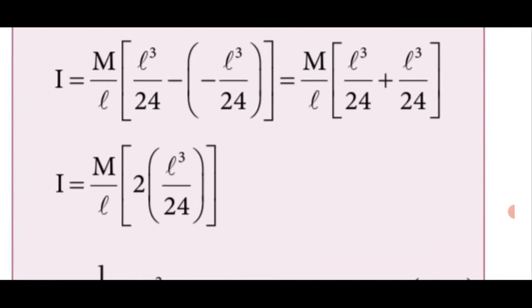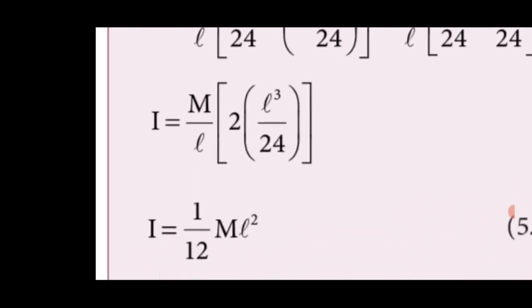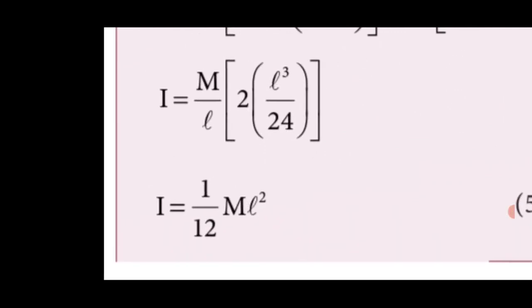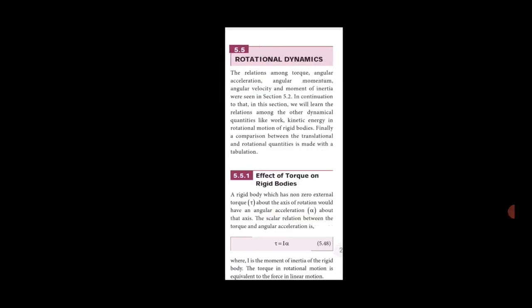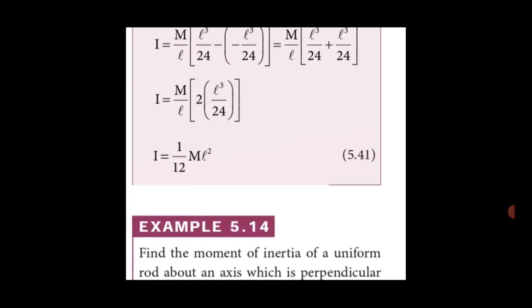Now L cube is there in the numerator and L in the denominator, so one L will get cancelled. You will get mL square by 12. That is 1 by 12 into mL square. That is the I value. Understood how you are getting this value? It's the easiest one, but you have to do it very clearly.